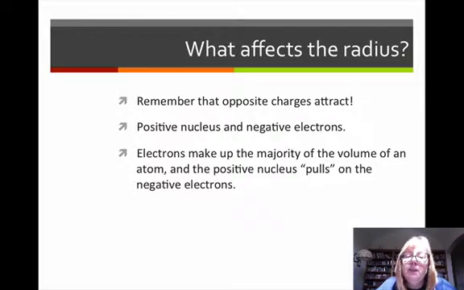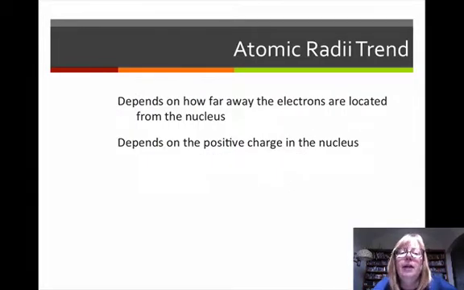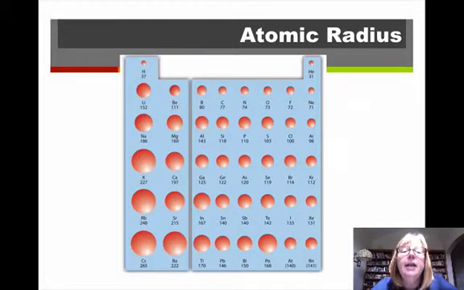Well, remember that opposite charges attract. The nucleus is positive, the electrons are negative, and the electrons make up the majority of the volume of the atom, and it's the positive nucleus that's pulling on those negative electrons. So the atomic radii trend depends on how far the electrons are located from the nucleus, and on the positive charge in the nucleus.